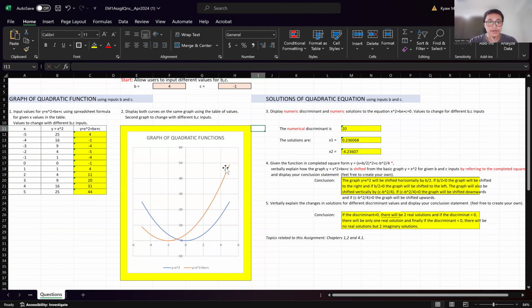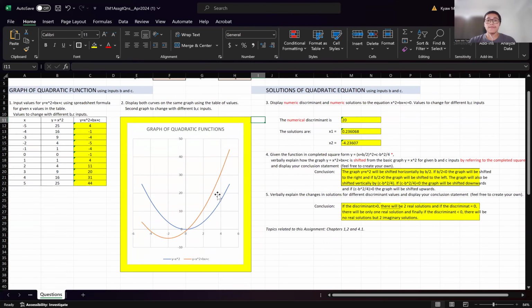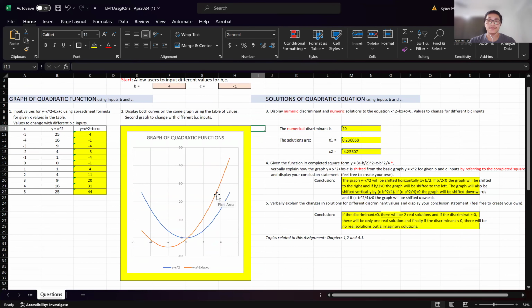Here, the graph is shifted to the left by 2 and downwards by 5. This is because the value of b/2 is plus 2, so the graph is shifted to the left by 2, and the value of c − b squared/4 is minus 5, so the graph is shifted downwards by 5.